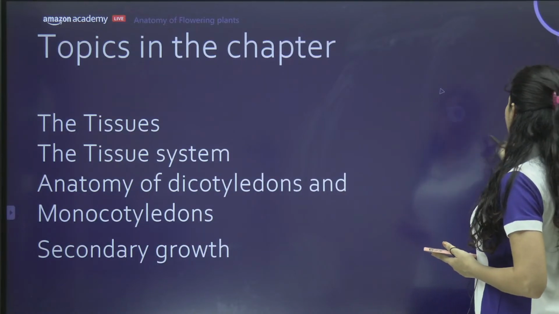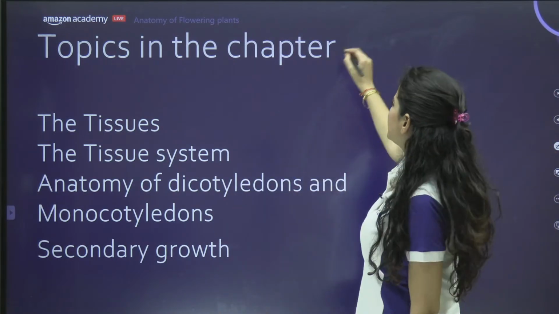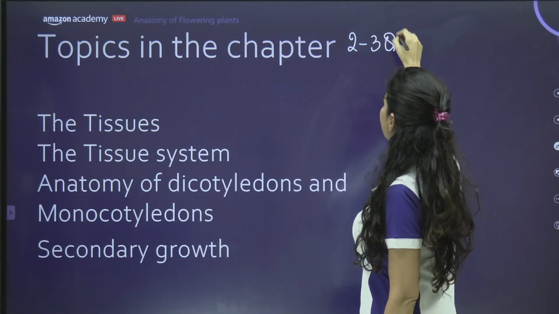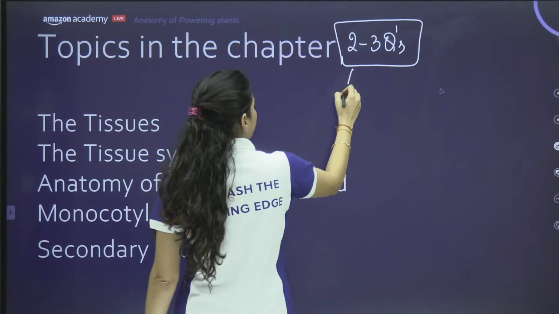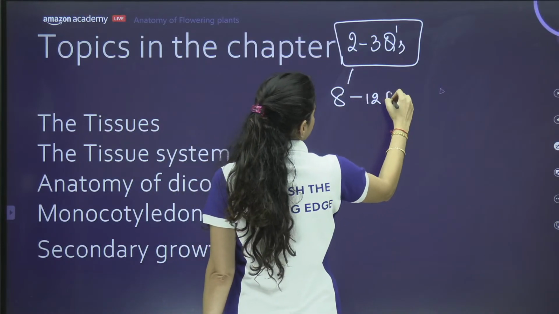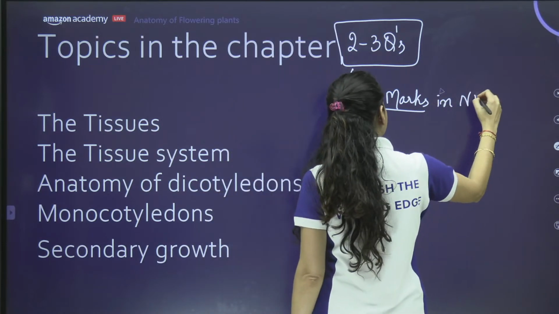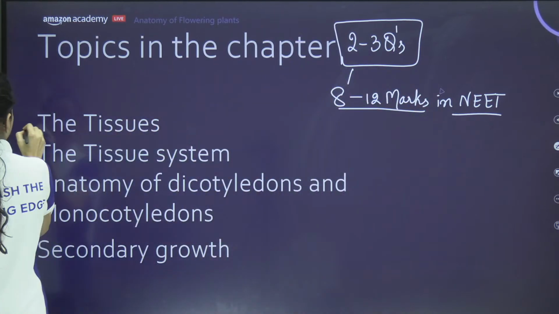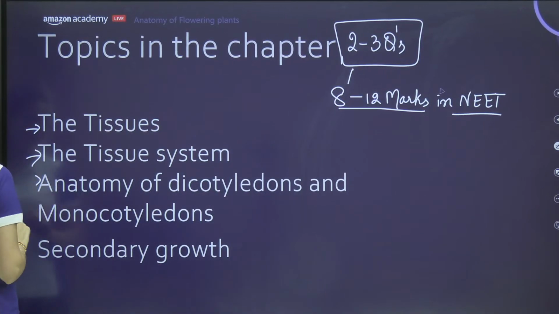First of all, let's talk about what is the weightage of this chapter. बेटा anatomy in flowering plants, इस chapter से आप 2 से 3 questions की उम्मीद लगाएं. कितने questions NEET exam में आ सकते हैं, यानी कि this can give you of about 8 to 12 marks, which is not any less in NEET exam. Also, these are the topics. The topics include the tissues, the tissue system, anatomy of dicotyledons, monocotyledons, and secondary growth.